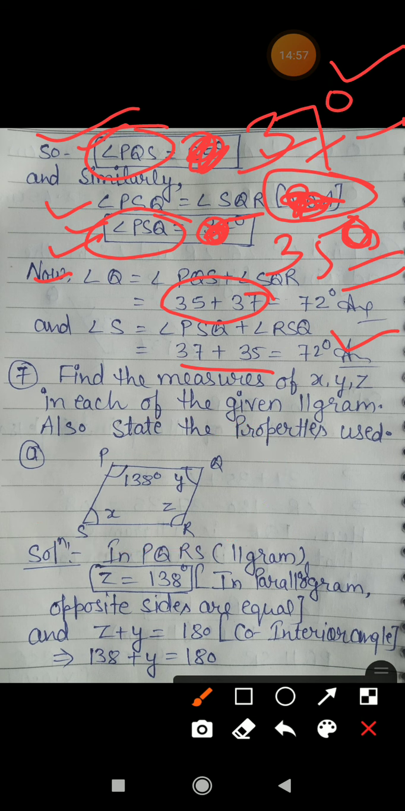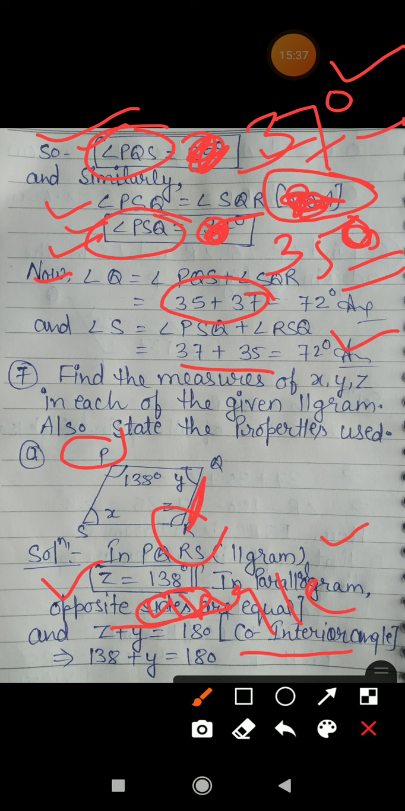Now we have to use this property. So here PQRS is a parallelogram, and this angle and this angle are opposite angles in the parallelogram. So Z is equal to 138, the value of the opposite angle. Okay, here you have to write opposite angles are equal, not opposite sides are equal. Okay, so you have to write here opposite angles are equal. Clear?